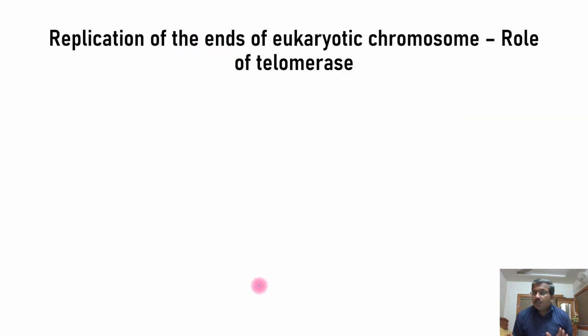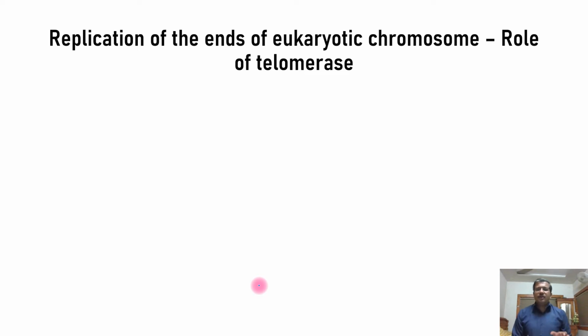Now we are just moving into the role of telomerase. As I told you while discussing the important functions of the telomere, the third function, it's actually facilitating the replication of the terminal portion of the DNA without being uncopied. It's actually allowing the copying of the terminal portion of the DNA. That's one of the functions that we have discussed for the telomere.